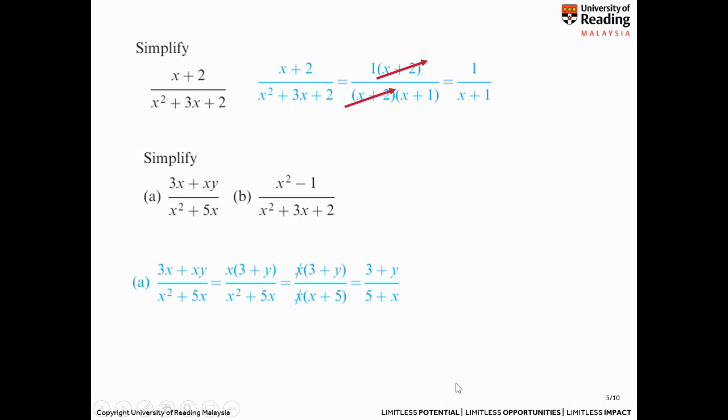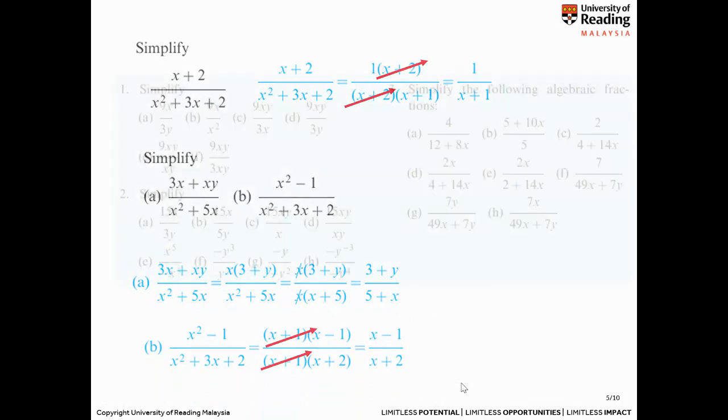For part B, x squared minus 1, if you notice or remember, this is a difference of 2 squares. You can factorize x squared minus 1 to get bracket x plus 1 times x minus 1. And for the denominator, the quadratic expression, when you factorize, you get x plus 1 bracket x plus 2. So again, you cancel the same common factor of x plus 1 from both numerator and denominator. Your final answer is x minus 1 over x plus 2.